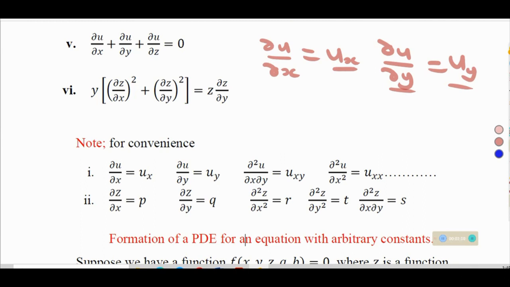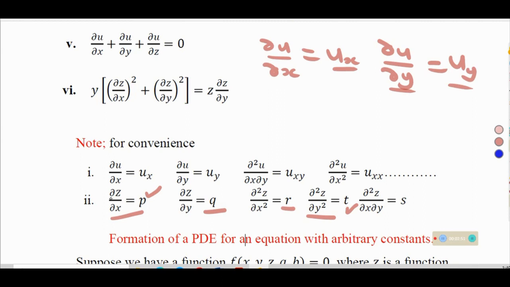The terms that will be commonly used here are what we call del z del x. Whenever we have del z del x, instead of using del z del x, sometimes we shall be using p. Del z del y, most times we shall be using as q, then del 2z del x squared as r, del 2z del y squared as t, and del 2z del x del y will be representing s. So you need to get these terms here. We shall always be referring to them when we are forming a partial differential equation.